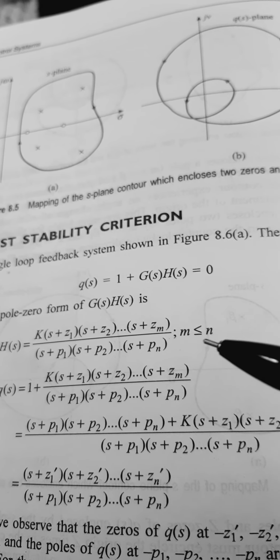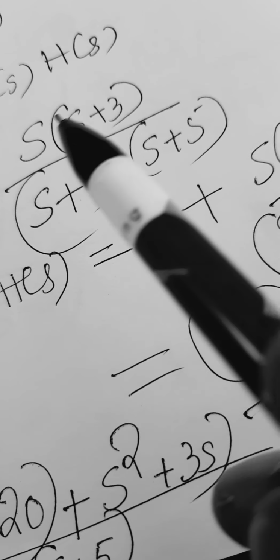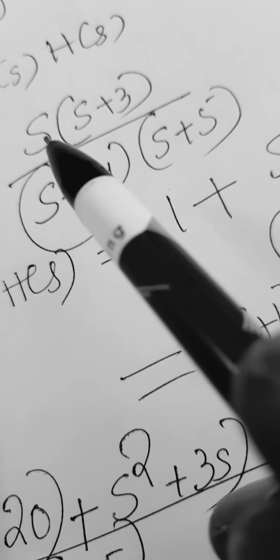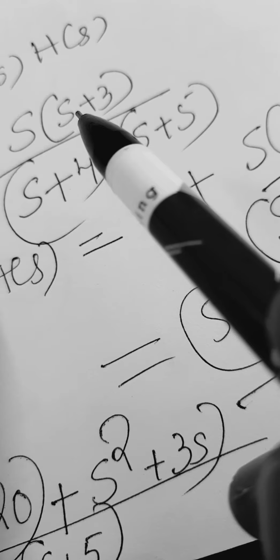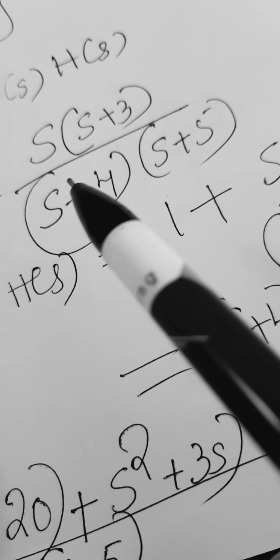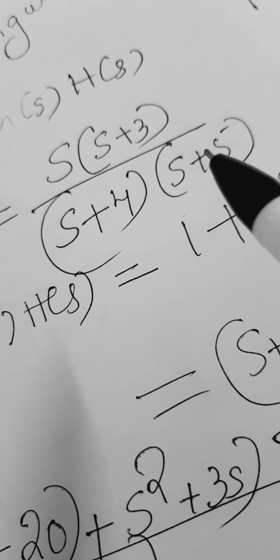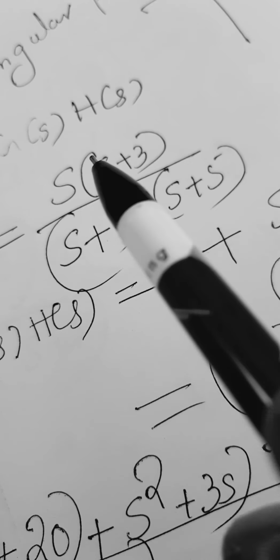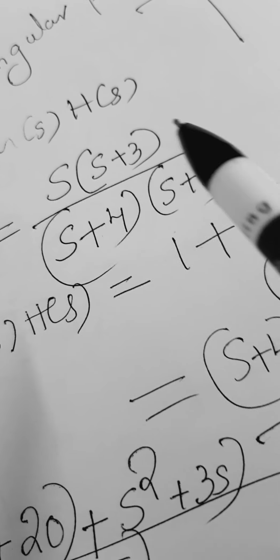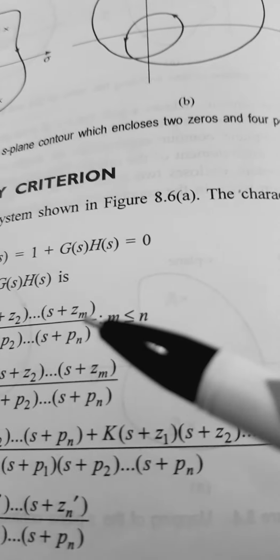For example, G of S into H of S: here K is 1, S into S plus 3 divided by S plus 4 into S plus 5. Here one zero is at 0, another zero at S equal to minus 3, one pole at S equal to minus 4, and another pole at S equal to minus 5. So two zeros and two poles, hence it holds good. Here M should be less than or equal to N.